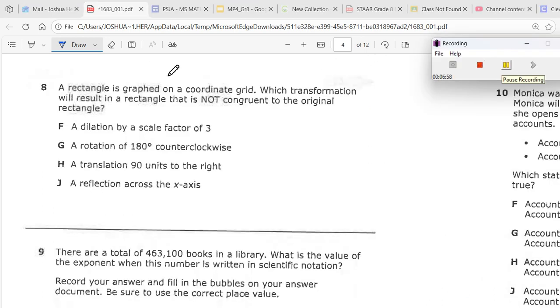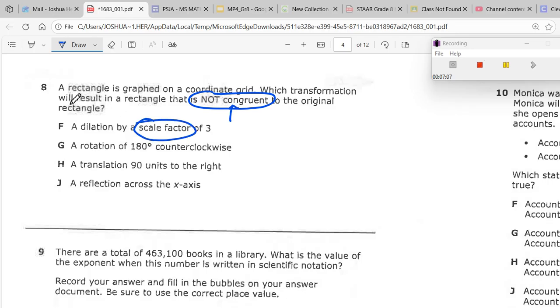Definitely. So on this next thing right here, it says not congruent. What I see, I'm going to look through it real quick. I saw not congruent. Anything with dilation, scale factor, and there it is, dilation and scale factor. That's your answer. Not congruent, dilation. Not congruent, scale factor.